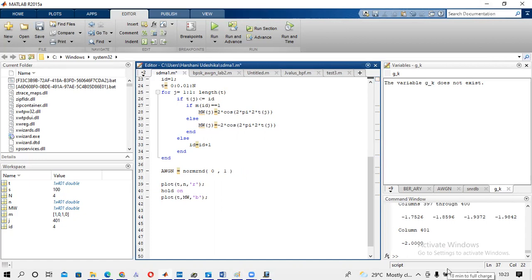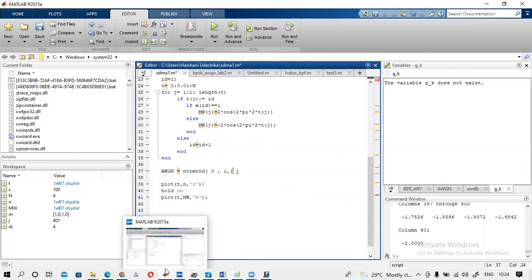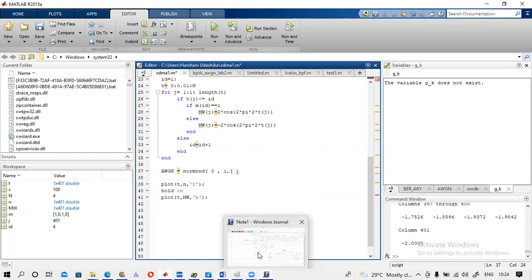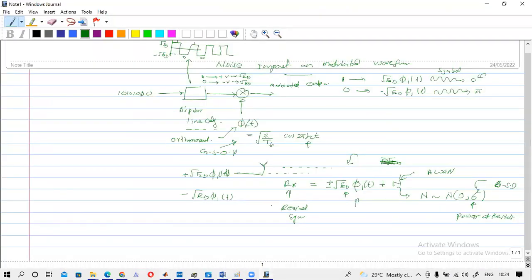So how many noise numbers should I generate? Very simply, you can determine the number of noise values we should generate. How? You know that.